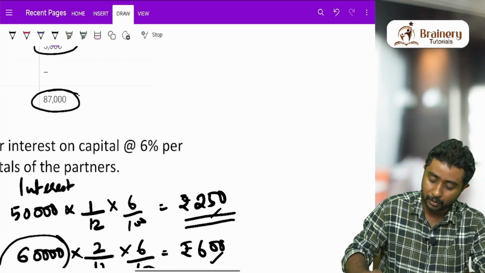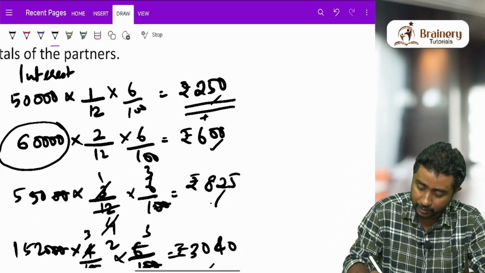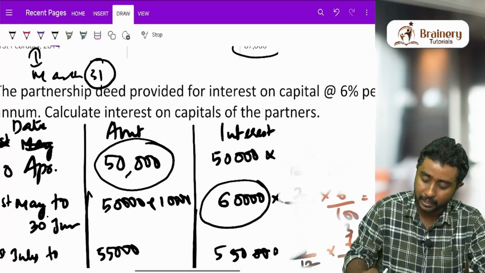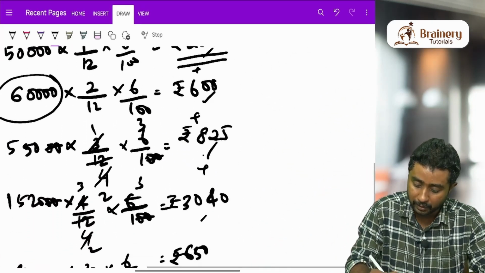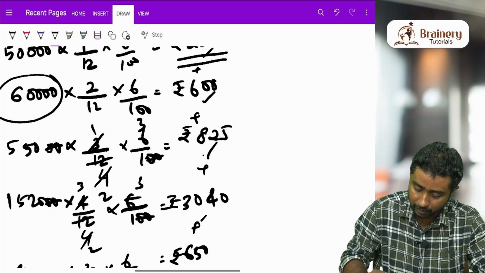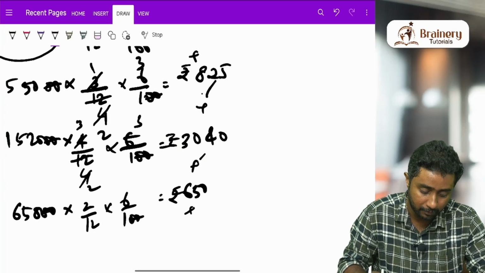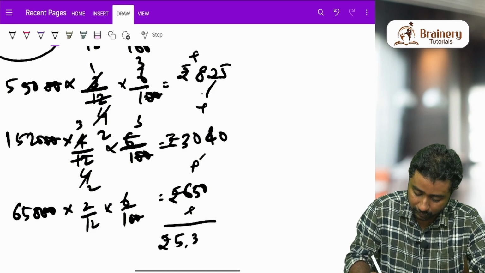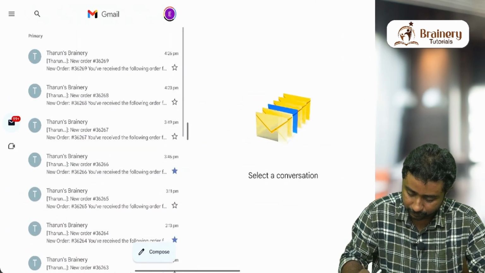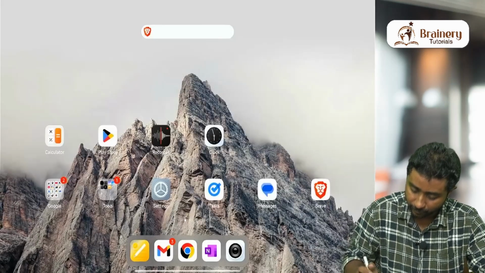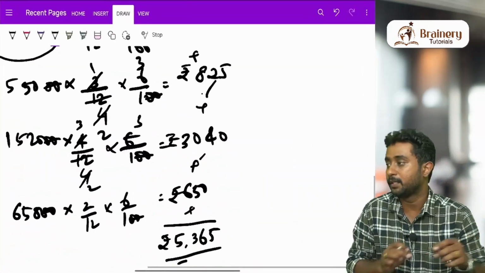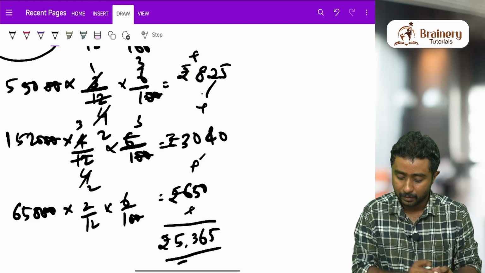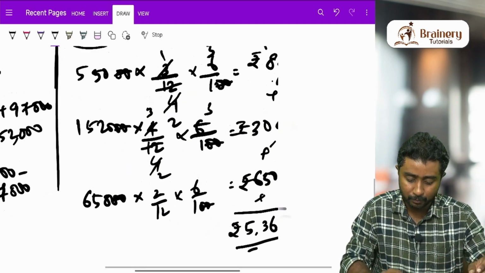These are the values of interest on capital for whom? Sohan alone. Now what are we supposed to do? Add all these amounts. We need the total interest on capital. What is the question? Calculate the interest on capital of the partners. That means individually you don't have to show. We need to show the total interest on capital of Sohan and the total interest on capital of Mohan. So when you add it, how much will you get? Rupees 5,365 as the answer.